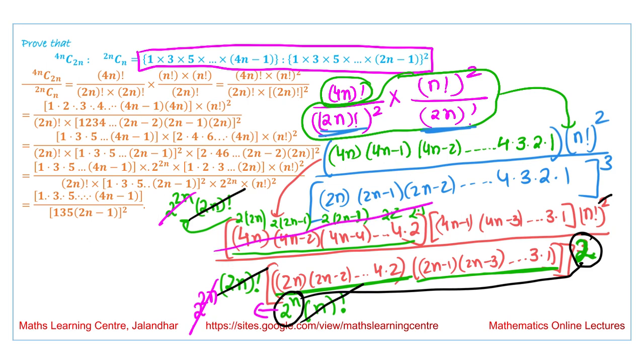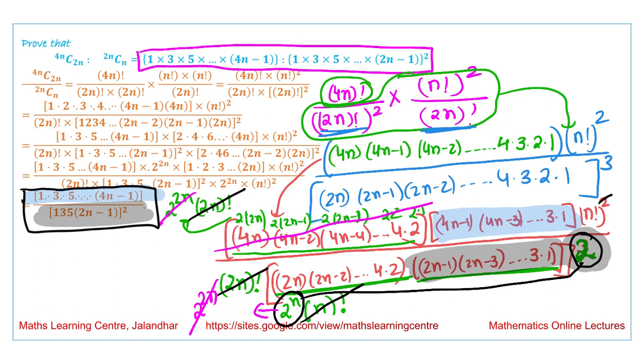What we are left with is 1 into 3 into 4n minus 3 into 4n minus 1, this part we are obtaining, and in the denominator we are left with 1 into 3, and so on up to 2n minus 1 squared, and this is what we have to prove. This is the result that we have to prove in this case.